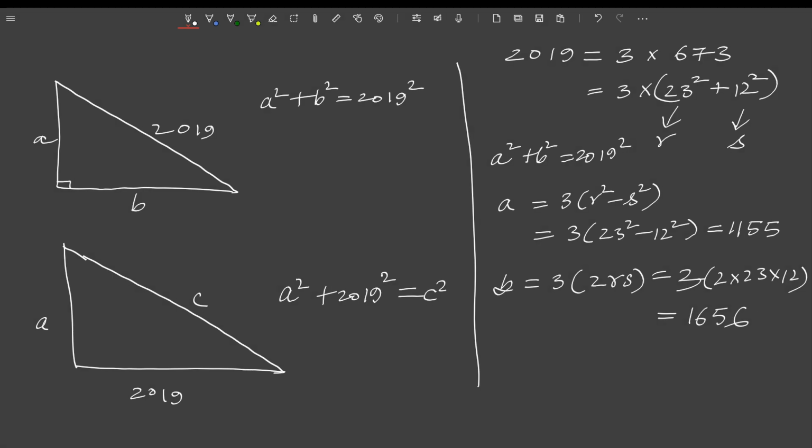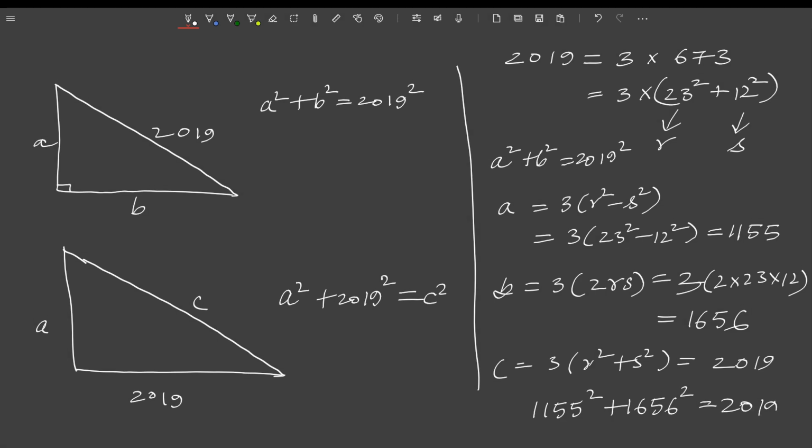And finally, c will be given by 3 times r square plus s square, which we already know is equal to 2019. Thus we have 1155 square plus 1656 square equal to 2019 square. So you see, just by using simple mental arithmetic, we are able to find a right triangle where 2019 is one of the sides of the triangle.